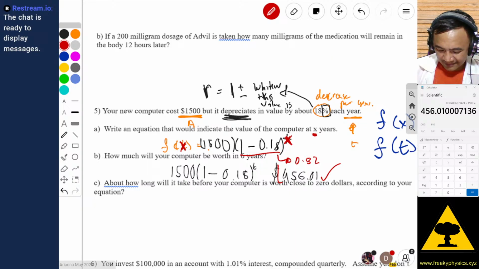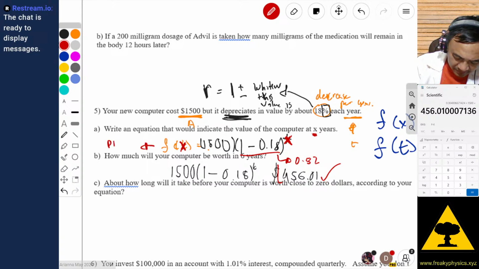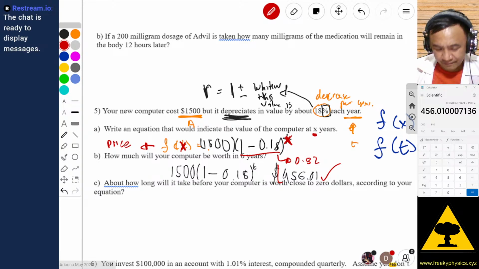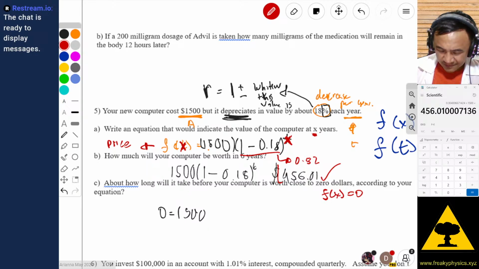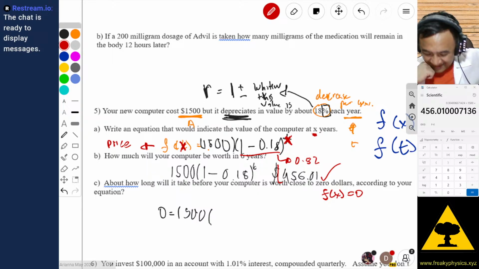Let's go to C. How long will it take before the computer is worth $0? What do you do in this case? Remember the f of x is the price. So we change that to 0. Exactly. You change your f of x to 0. So again, this means f of x equals 0. This one is a bit tricky.